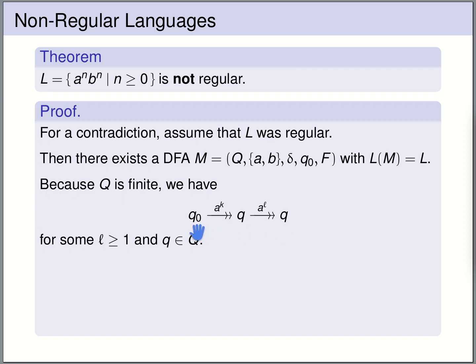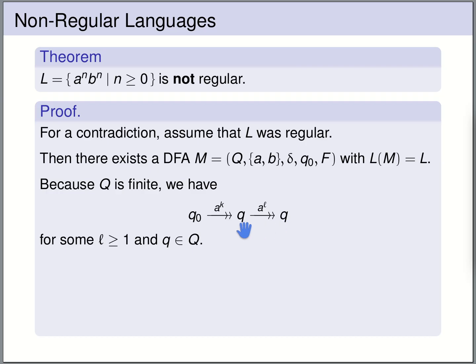So we have a path in the automaton of the following form. From the starting state, we read k times a, we get to a state q. We continue reading l times a, and we get back to the state q. Such a repetition must exist because the number of states is finite.